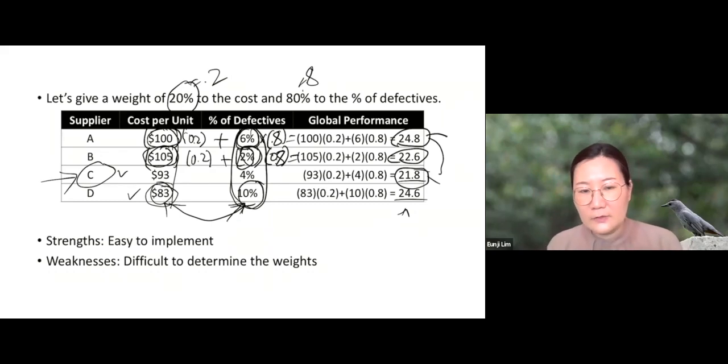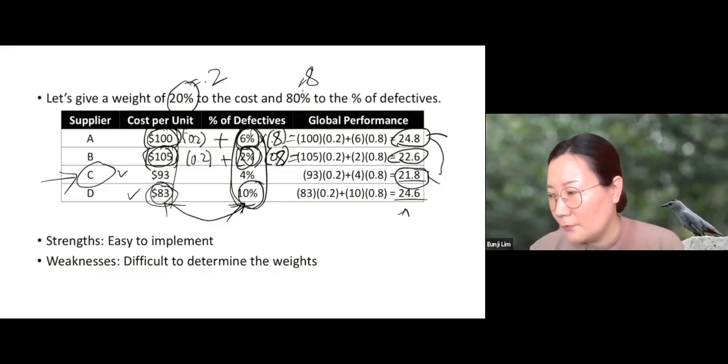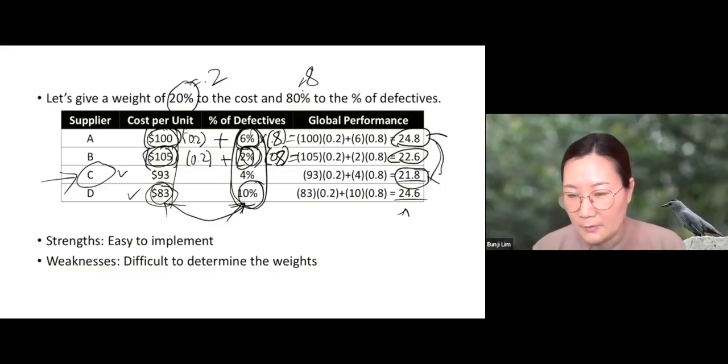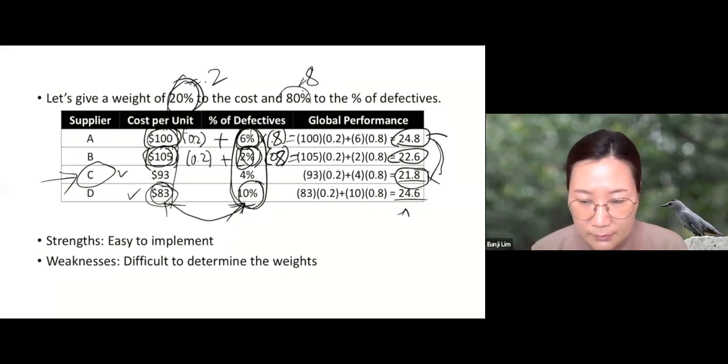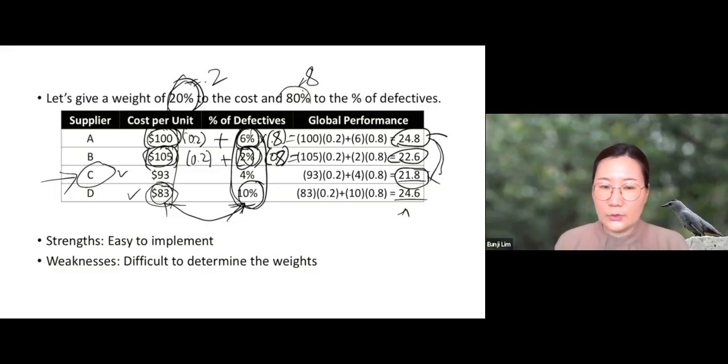Now, let's think about the weaknesses and strengths of this approach. The strength is that it's easy to implement. You can just compute these global performances and pick the best one. The weaknesses are it's very hard to determine the weights. How do you know the cost is 20% important and the percentage of defectives is 80% important? It's not clear how to determine the weights, and there's no clear guidance on how to choose them.